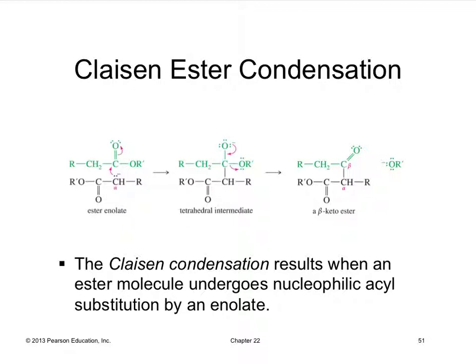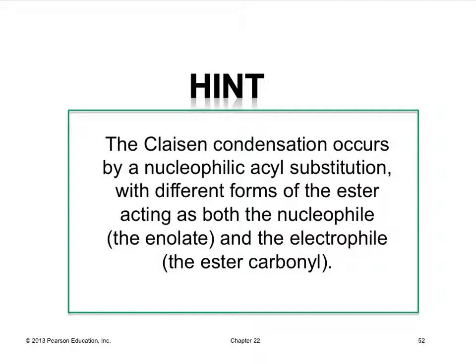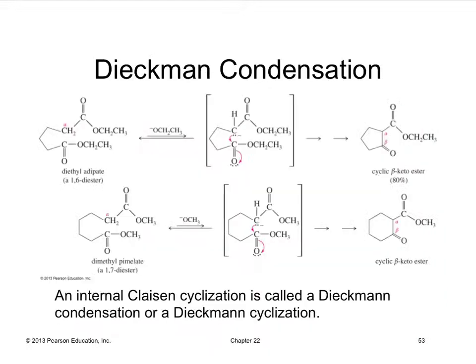Claisen ester condensation, so you can do condensations with esters as well, in which you have one of the esters deprotonate, being a nucleophile, attack, electrons go to the oxygen, come back down and kick off the alkoxide, forming that beta ketoester. Important thing to note is that the Claisen condensation occurs by nucleophilic acyl substitution, with different forms of the ester acting as both the nucleophile, the enolate, and the electrophile, the ester carbonyl.